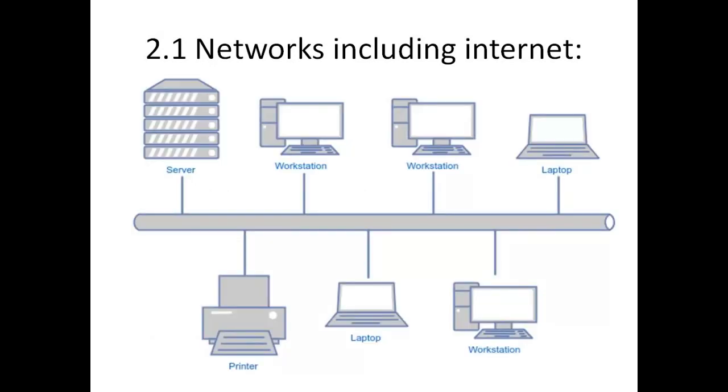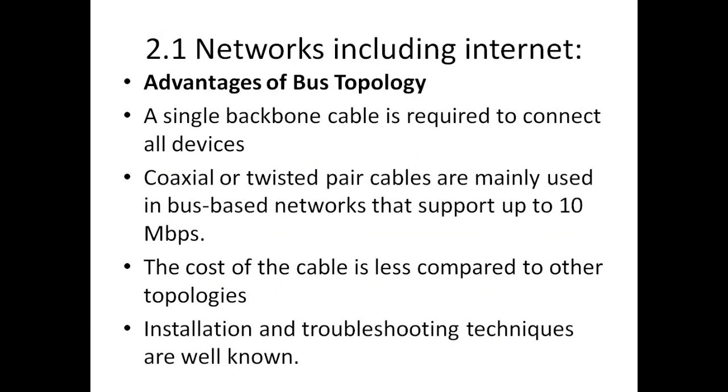This is what a bus topology network looks like. This is the central cable which is used to deliver messages all around the network, and there can be multiple devices which are connected to this central backbone. Advantages of bus topology: a single backbone cable is required to connect all the devices, so you can say less cabling is required. Coaxial or twisted pair cables are mainly used in bus networks that support up to 10 Mbps. The cost of cable is less compared to other topologies. Installation and troubleshooting techniques are well known.